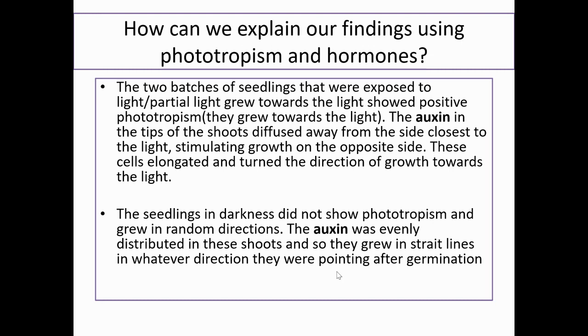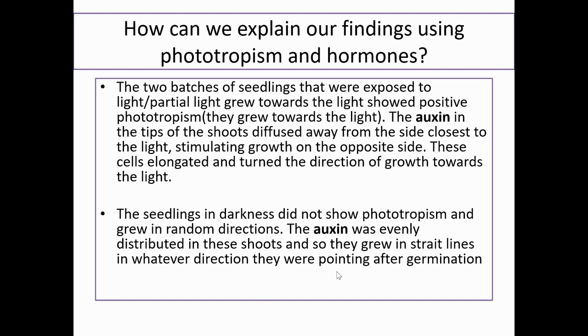Right. How can we explain our findings using phototropism and hormones? The two batches of seedlings that were exposed to light or partial light grew towards the light and showed positive phototropism. This means they grew towards the light. What's going on here? This is not easy. The auxin in the tips of the shoots diffused away from the side closest to the light, stimulating growth on the opposite side. These cells elongated and turned the direction of growth towards the light.